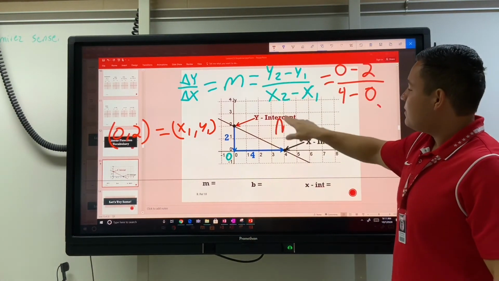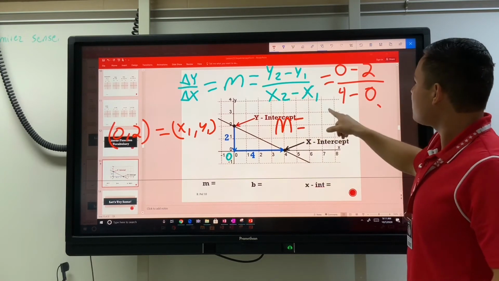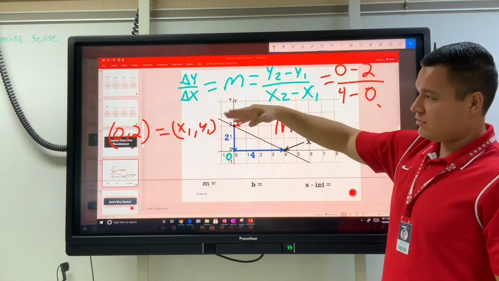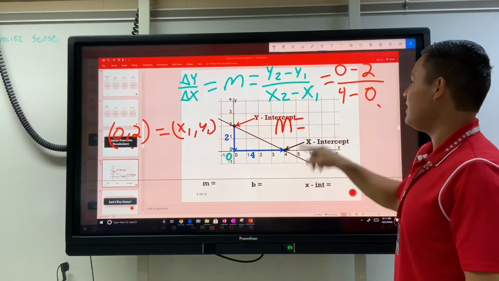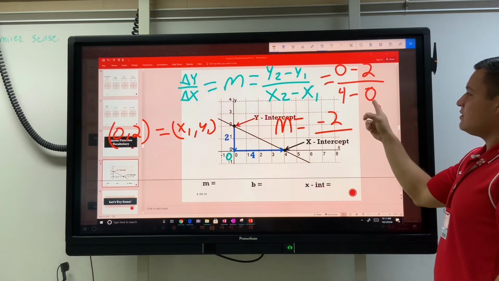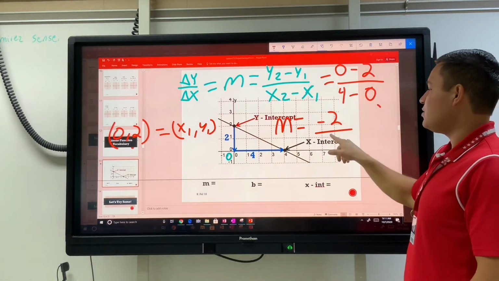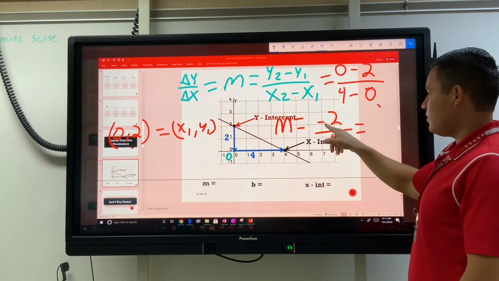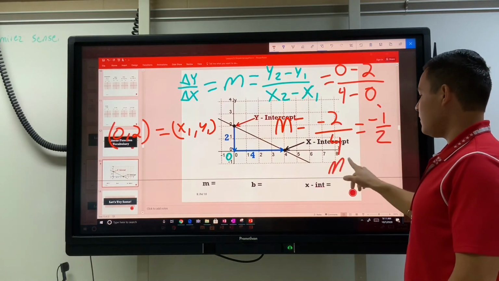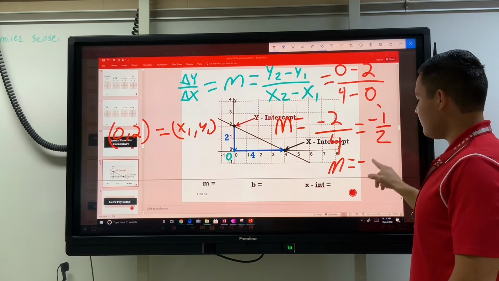So m is equal to 0 minus 2. 0 minus 2 means we're starting at 0, we're going down 2, so that's going to be a negative 2, divided by 4 minus 0. That's not going to change at all. So this is negative 1/2, and if you wanted to, you could change that to negative 0.5.